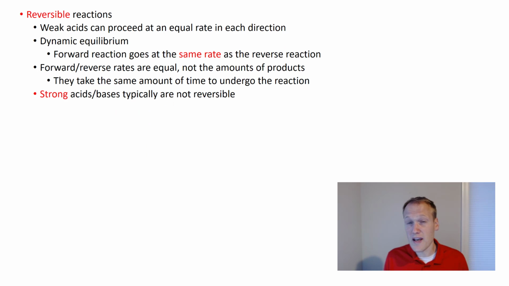A lot of times when we put weak acids and weak bases in water, we get reversible reactions. And so we said it only dissociates less than 15% of the time. What's happening is some molecules are dissociating and others are coming back together. And it's kind of this forward and backward movement that gives us these weak acids and weak bases. Strong acids and strong bases don't do this because they dissociate 100%.